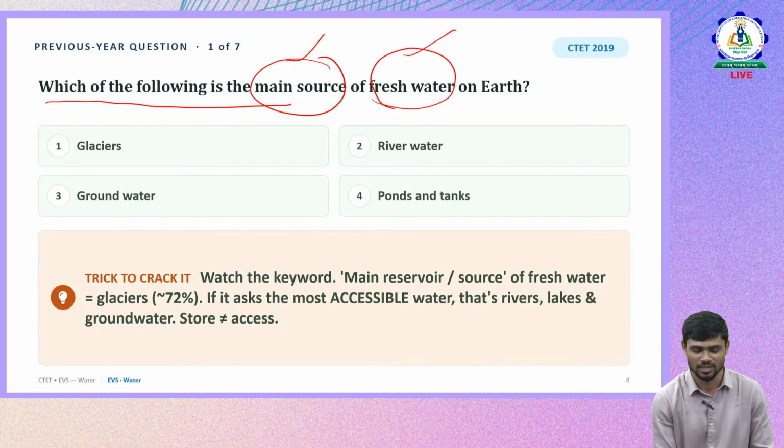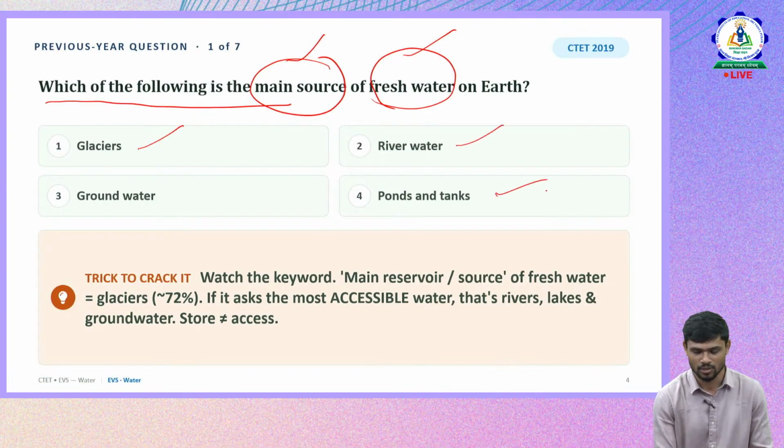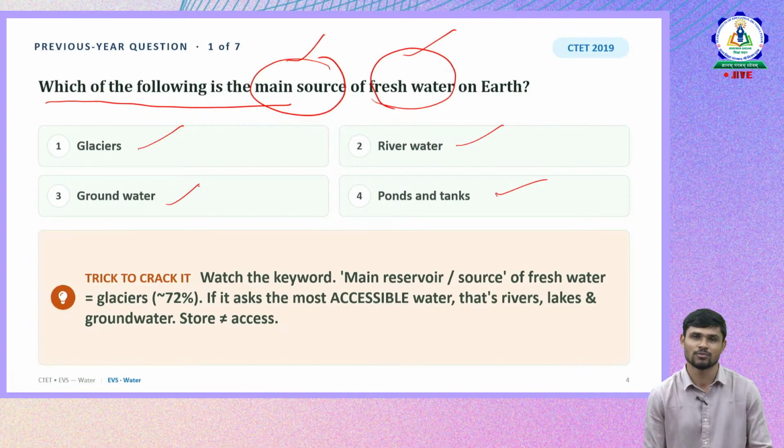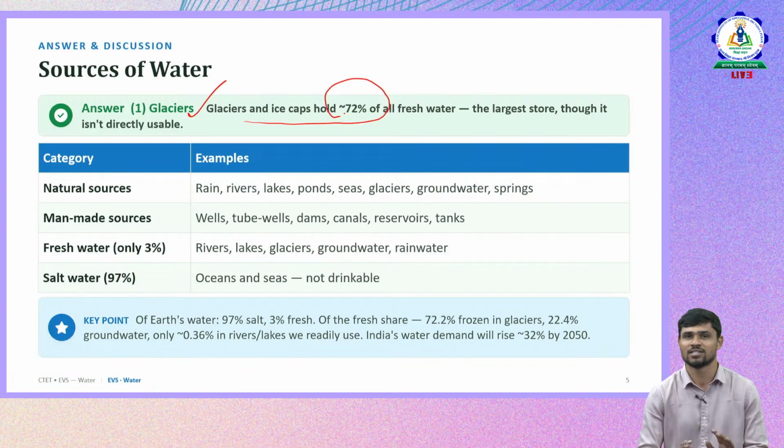Option one is glaciers. Is it the glaciers? Is it the river water? Is it the ponds and tanks? Is it the groundwater? Which one is the major or main source of fresh water? The answer is glaciers, definitely. The glaciers have 72% of all the fresh water. Consider the globe, in the world, 100% of fresh water.